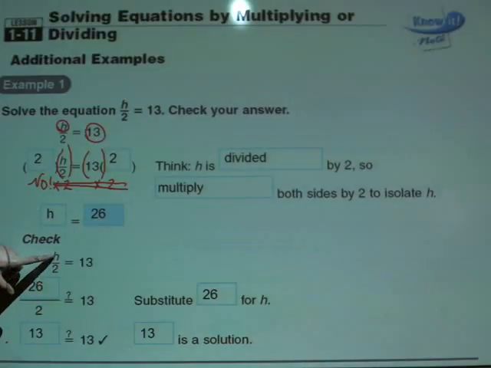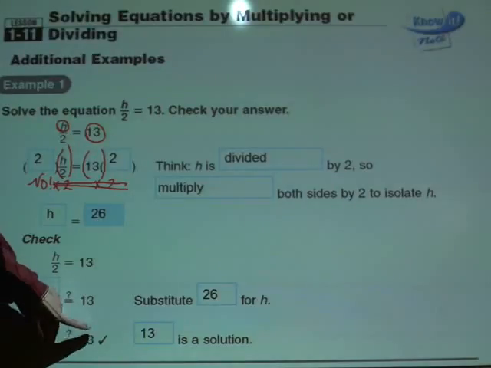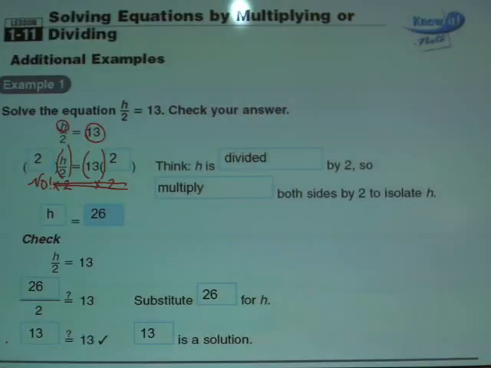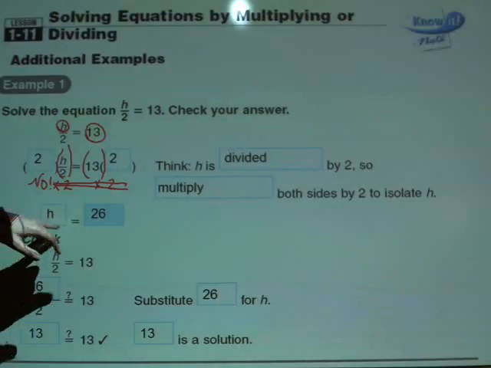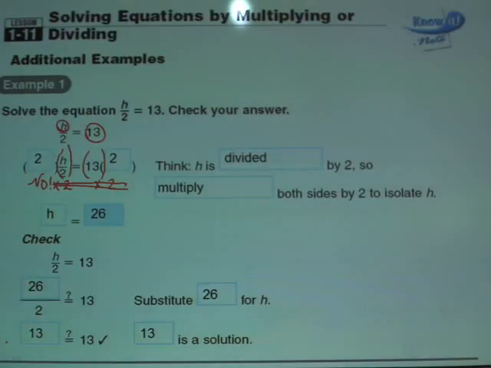Well, down here, they're checking it by now changing h into 26. Remember, the way we check an equation is to plug in the number and then make sure that what it says on the left side is the same thing as what it says on the right side. So we've got 26 divided by 2 here, which is 13. The other side says 13 as well. Since both sides say 13, we check, and that means that we solved the equation correctly. h is 26.